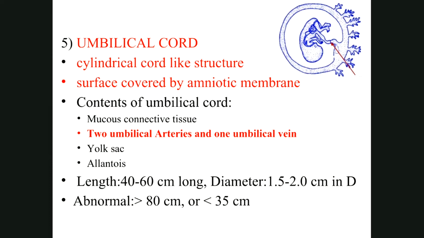So there is an artery and a vein, but how many arteries? 2. They are known as umbilical arteries. And what is the vein? Umbilical vein. So there is 1 umbilical vein and 2 arteries in the umbilical cord. The arteries carry deoxygenated blood from the fetus to the placenta for oxygenation, and the vein carries oxygenated blood from the placenta to the fetus. So in these blood vessels, the circulation is reversed.